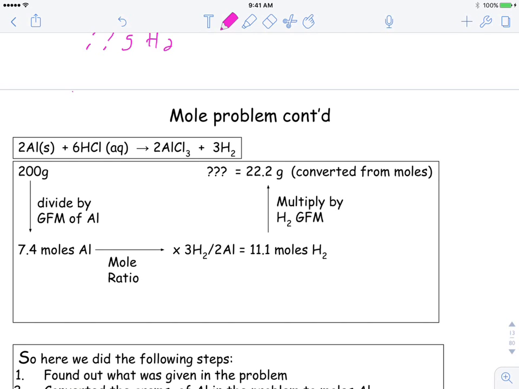So I'm starting with my 200 grams of aluminum. So the first thing that I decide to do is I'm going to take the grams and I'm going to make it into moles.